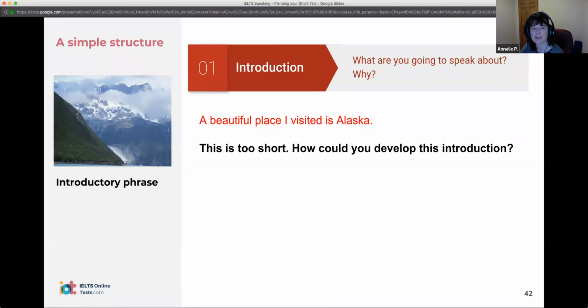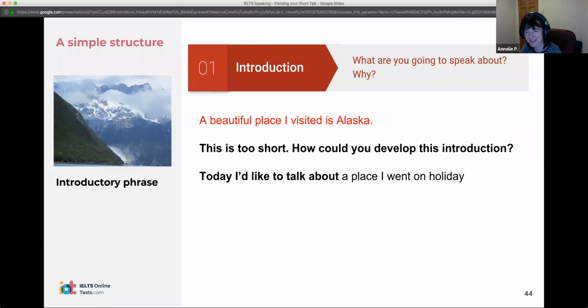Yeah, a bit more, and more phrases also to give you the coherence and cohesion. Very good. You need an introductory phrase to talk about this. So today I'd like to talk about, things like I'd always wanted to go there. Okay, today I'd like to talk about a place I went on holiday. A beautiful place that I went to, the actual name, that kind of thing.